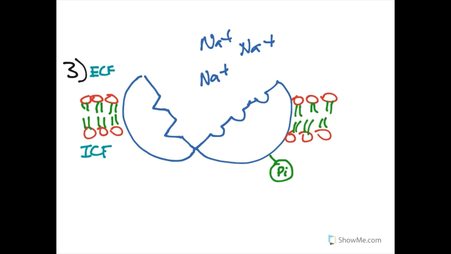Now, eventually, this release of sodium cation here is going to help result in the 4th thing that happens with the pump. So in step 4, what we want to pay attention to here is this pump having been phosphorylated and then releasing sodium.